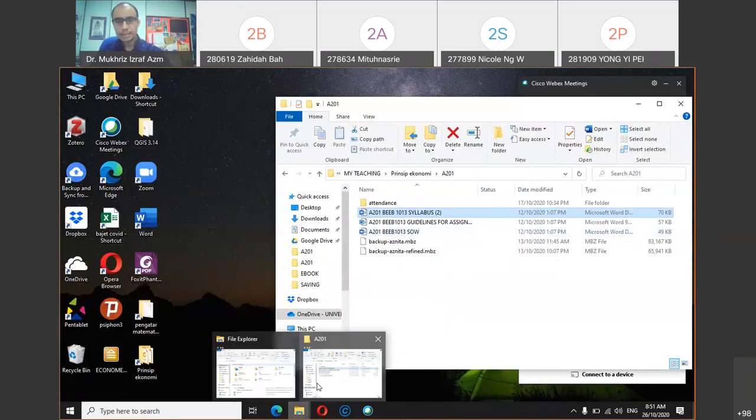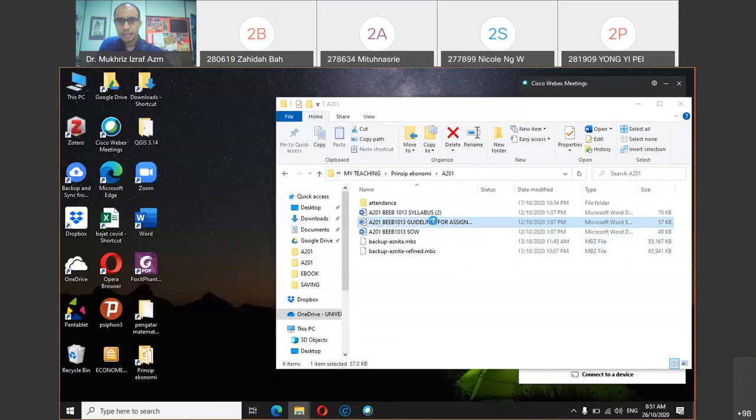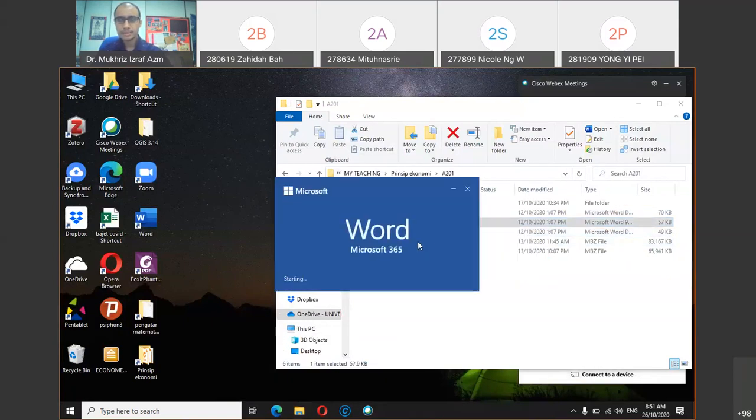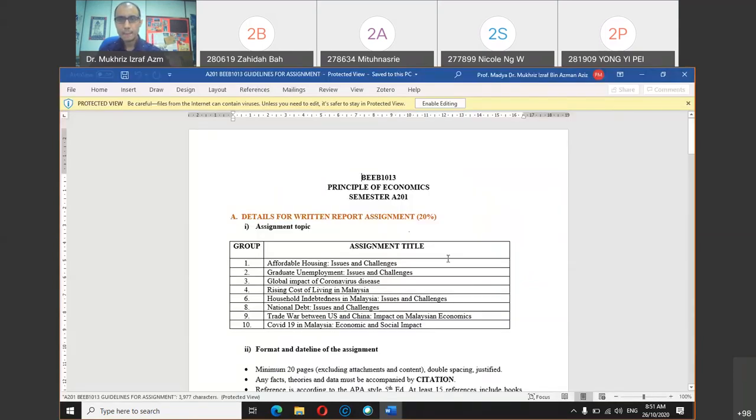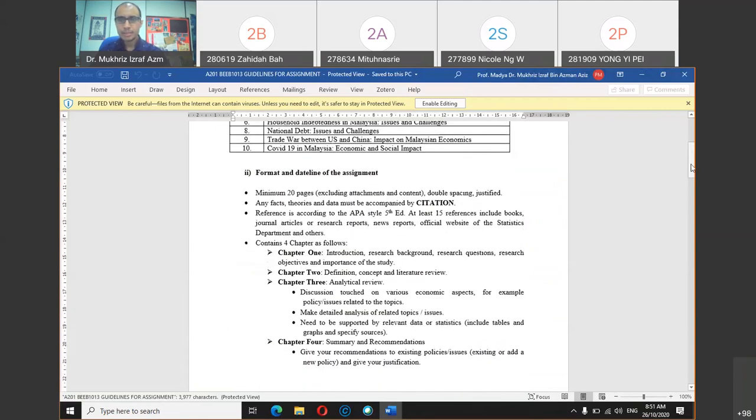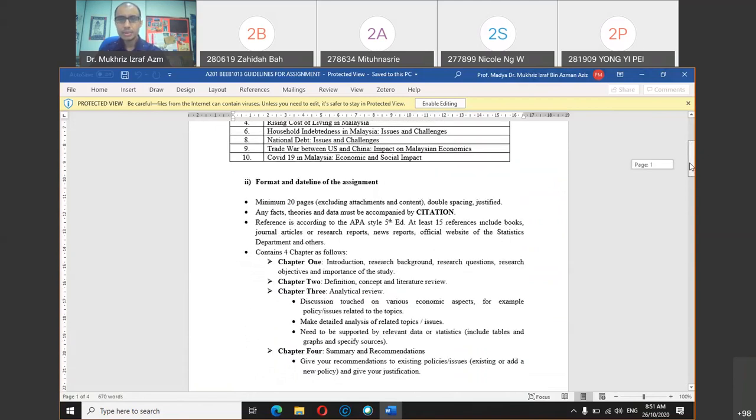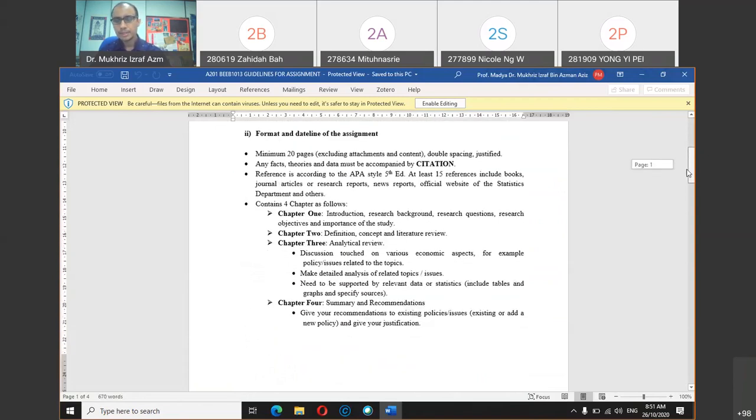And if you look at the original instructions, which I did not actually upload yet in your OL, this is the original one from the coordinator, but I did not upload them. But the idea is basically to do something like a report. So this is the original plan. The maximum number of pages, I think, is maximum 20 pages, not minimum. So I will update this one.